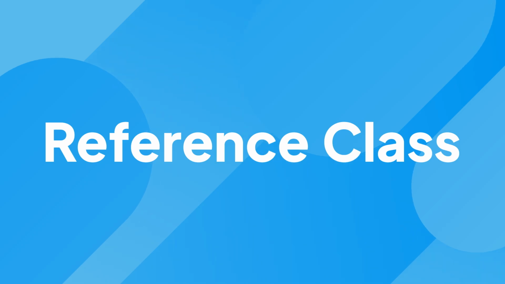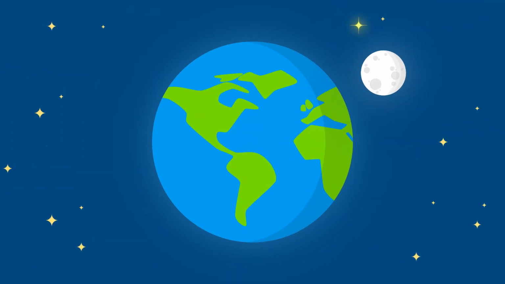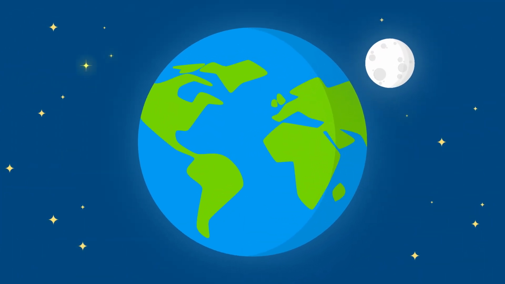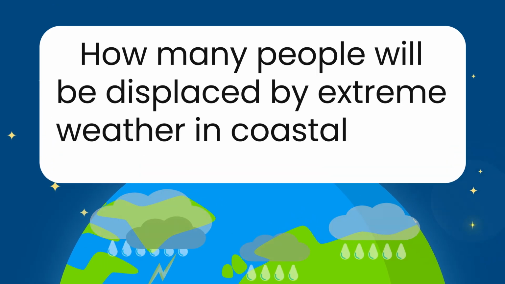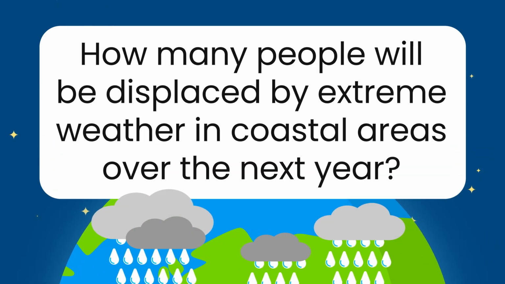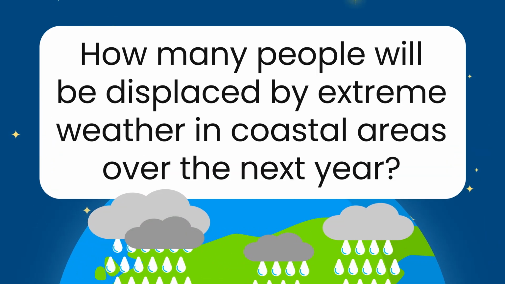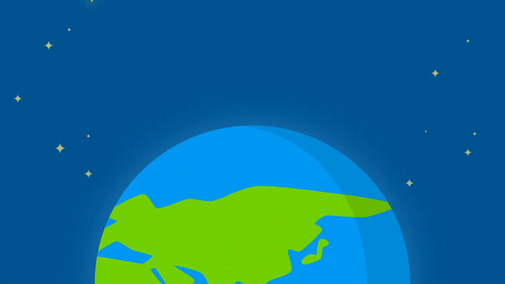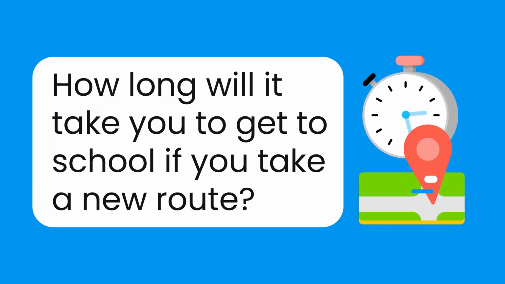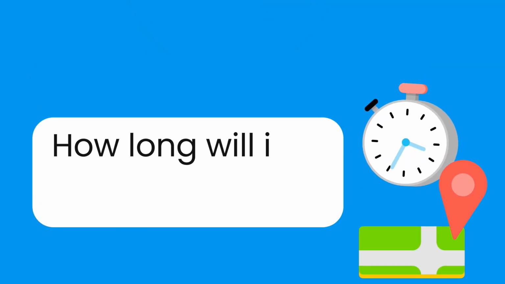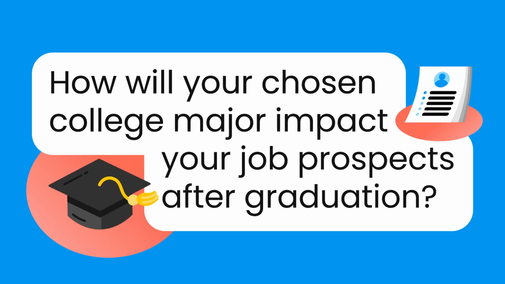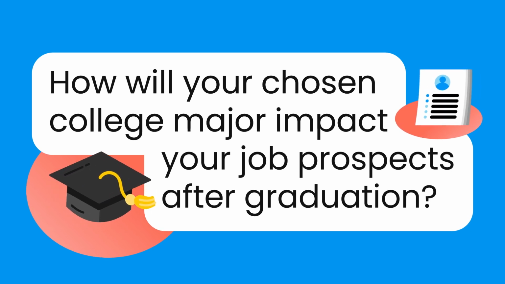Forecasting involves predicting how a situation that you're considering might turn out. What you are predicting might have broad implications for the world, like how many people will be displaced by extreme weather in coastal areas over the next year. Or it might be personal to you. For example, how long will it take you to get to school if you take a new route? Or how will your chosen college major impact your job prospects after graduation?